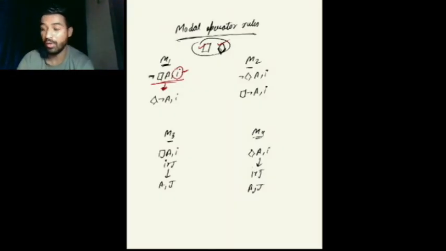Similarly, for rule M2, when I say that it is not the case diamond A in world I, I can write it as box not A in world I. What would that mean? Let's think about it.